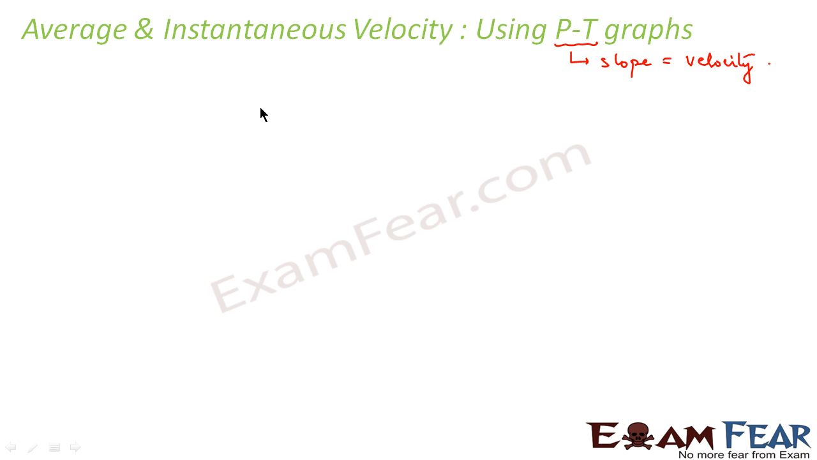Now, before we start plotting the position time graph, let us make certain basic things clear. Here we are talking of velocity, which is a vector quantity, right? Velocity, being a vector quantity, will have components along the x-axis as well as along the y-axis. Why I am telling this is because the scenario which we took in the previous slide had motion along the x-axis as well as along the y-axis.